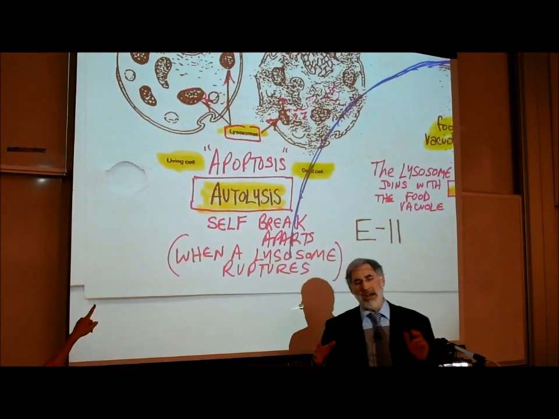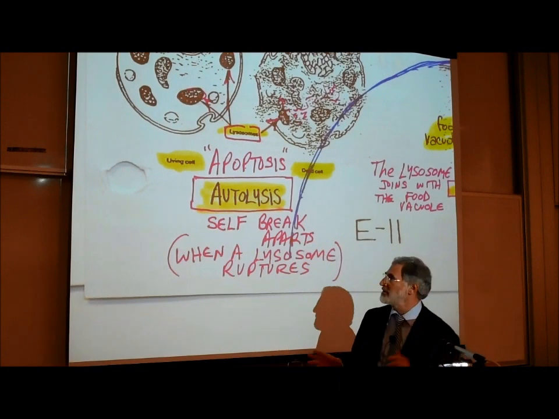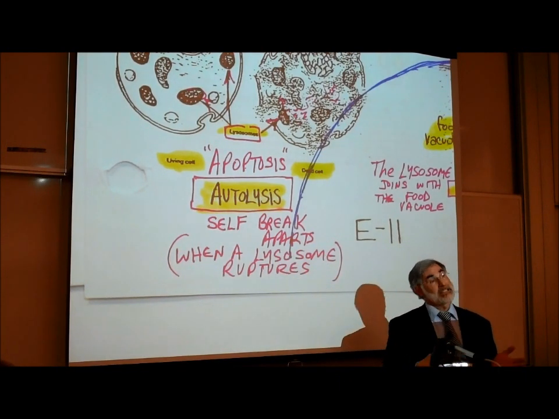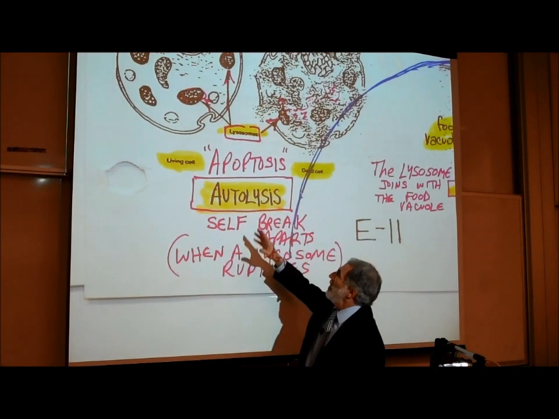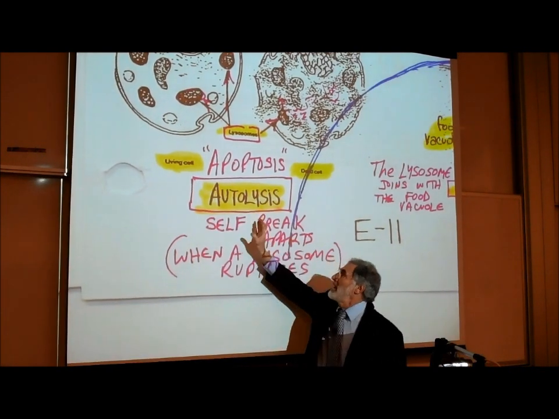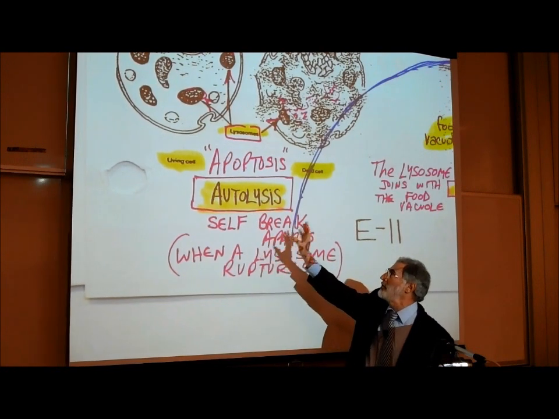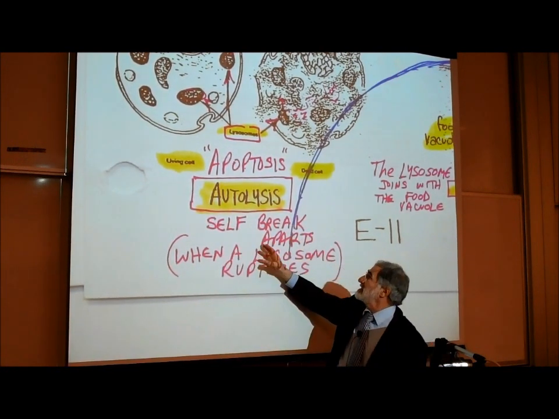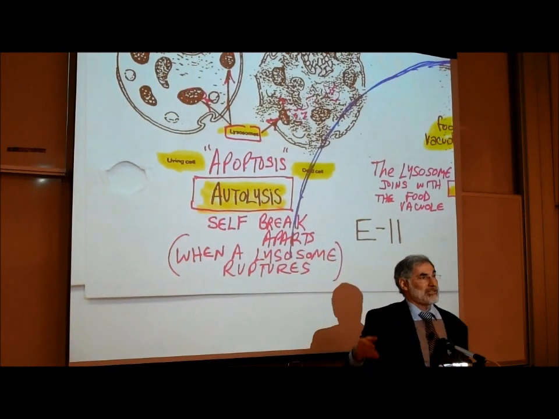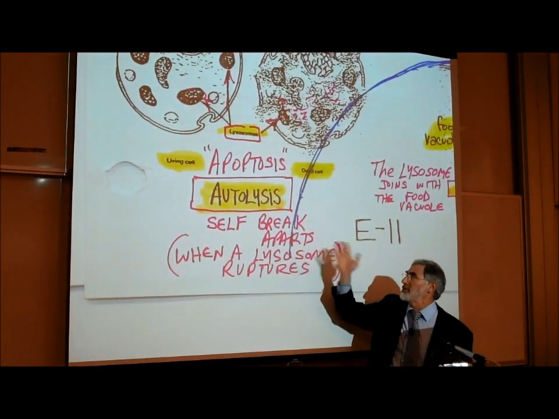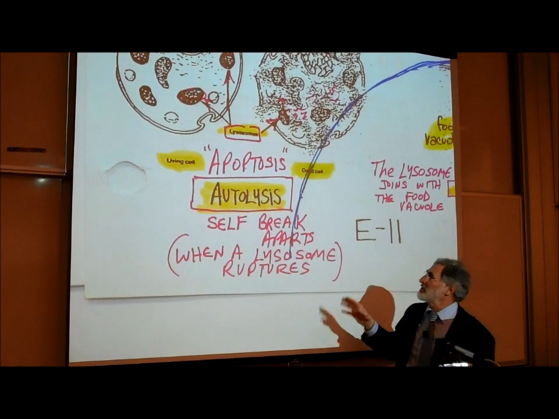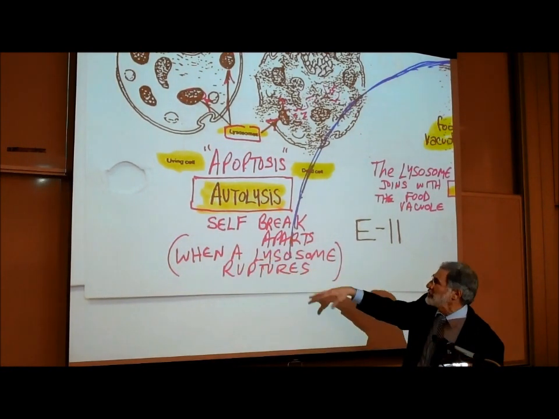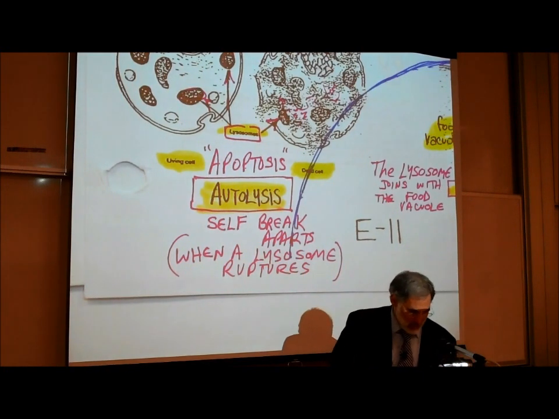We're going to call it by the name autolysis, which is an easier word to spell and say and explain what it means. Autolysis, made up of two roots, auto and lysis. Auto means self. Lysis means, of course, to break apart. So literally, putting it together, it means to break apart itself. And so that's what it's called when the lysosomes rupture and the cell self-destructs.